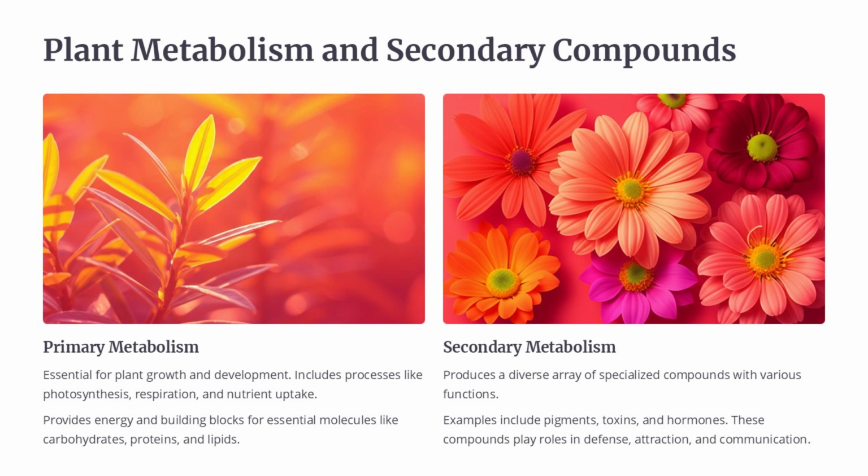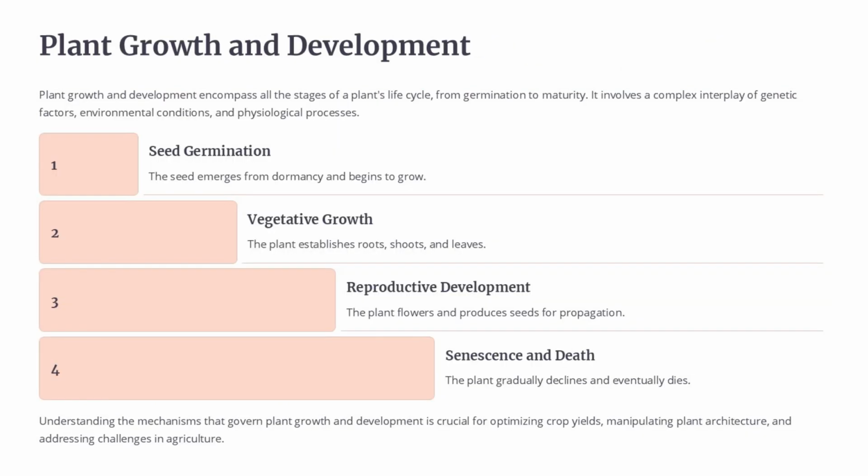While primary metabolism is essential for basic plant functions, secondary metabolism allows plants to adapt and respond to their environment in complex ways. Understanding both primary and secondary metabolism is crucial for studying plant biology and developing applications in areas like agriculture and medicine. Plant growth and development is a complex process that encompasses the entire life cycle of a plant, from germination to maturity. It involves a delicate interplay between genetic factors, environmental conditions, and physiological processes.